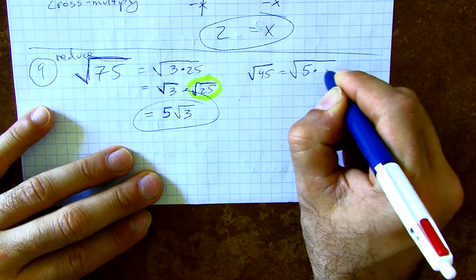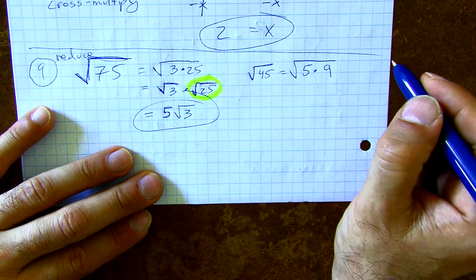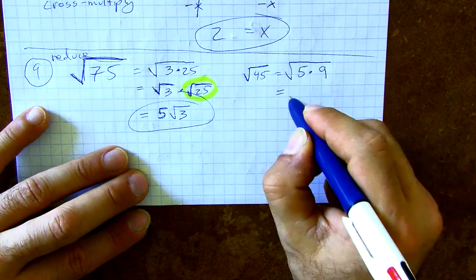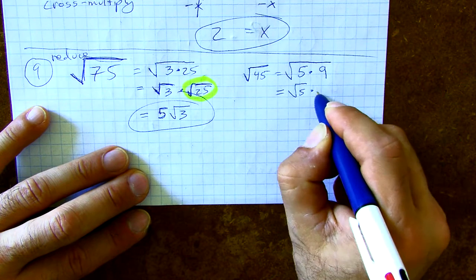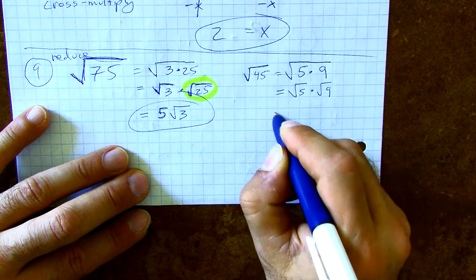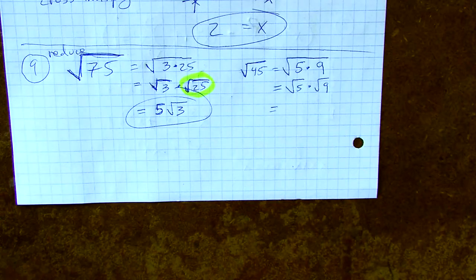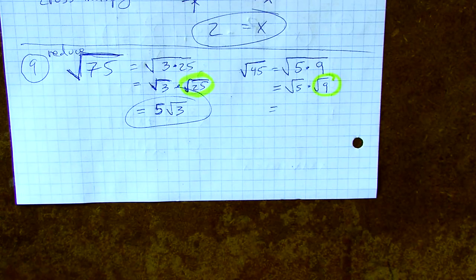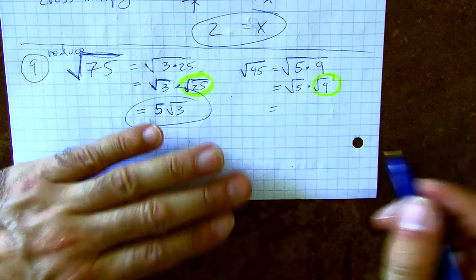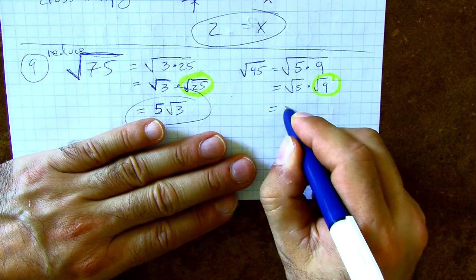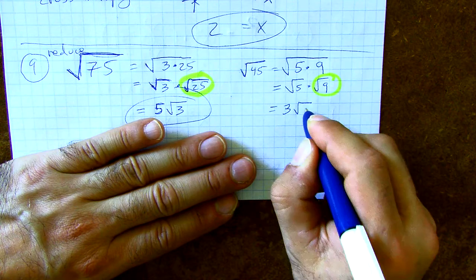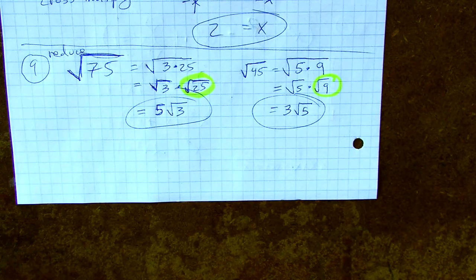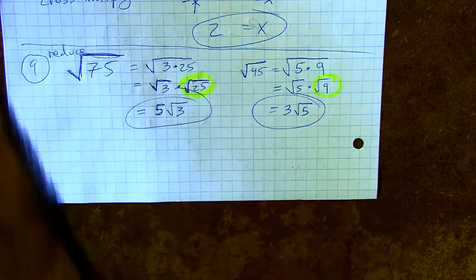5 times 9? Okay. We could then break it up. And again, the goal is to get where one of them is going to be a perfect square. So if we have a perfect square, we can actually do that work and have 3 root 5 as a final. Okay. So we didn't see too many of those, actually.